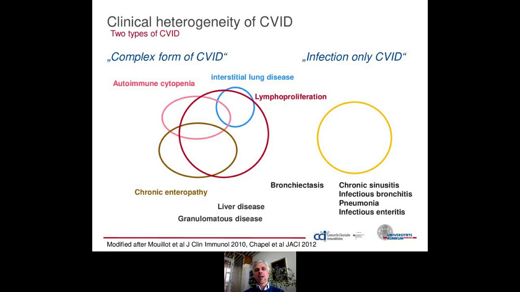Now you can see that I drew these circles overlapping, because in most patients you see several of these manifestations within the same patient, and classically autoimmune cytopenia is the first sign of immune dysregulation in many of these patients. Together with the splenomegaly, as you go further along the lines, you will see additional features popping up. And so you need to be more stringent with the follow-up of these patients to make sure that you don't miss these additional signs of immune dysregulation.